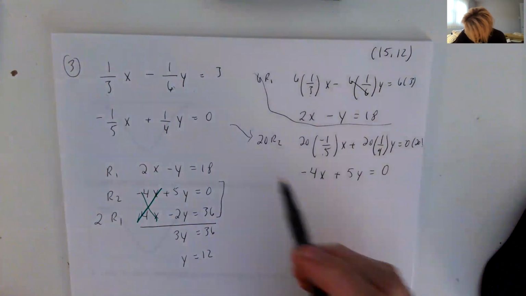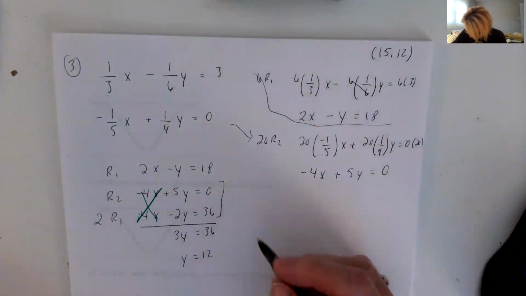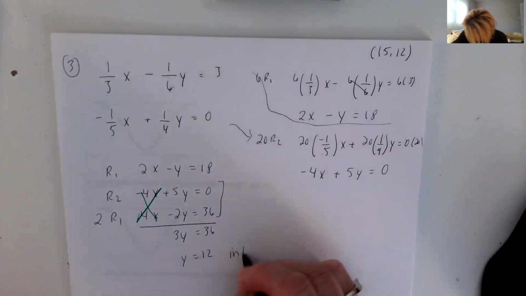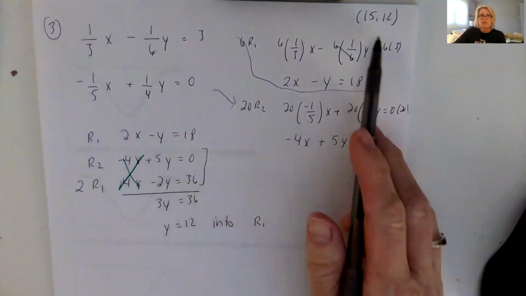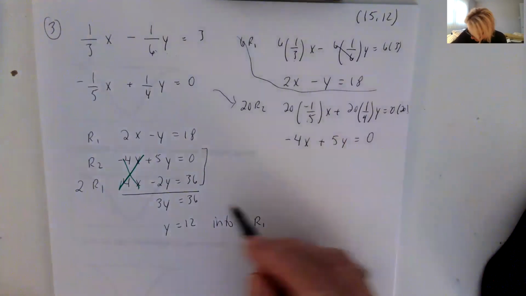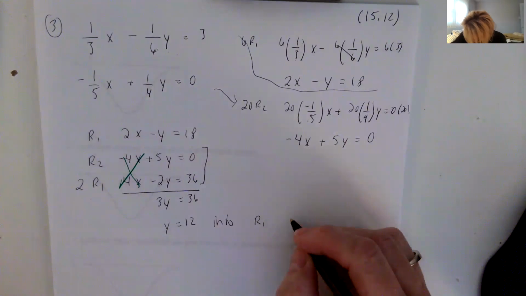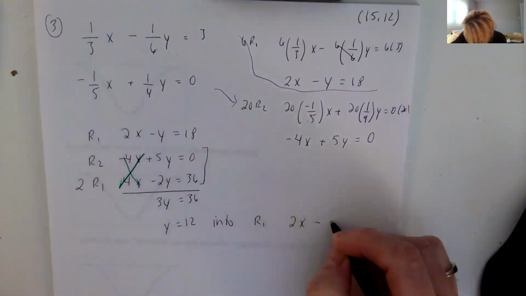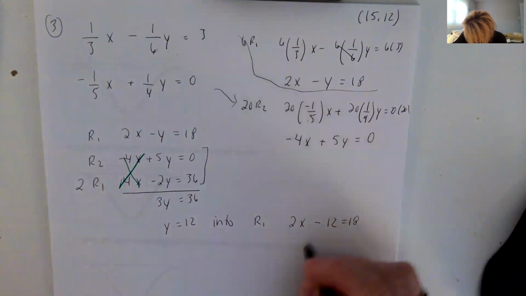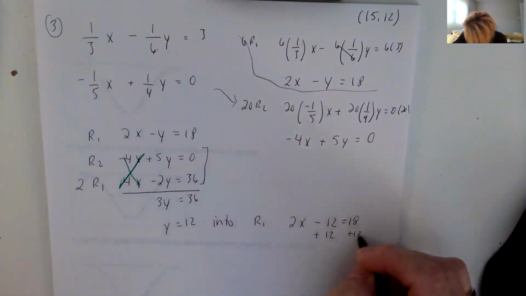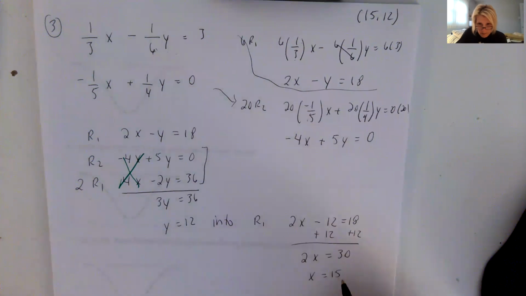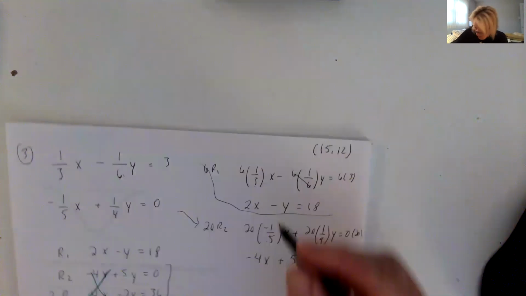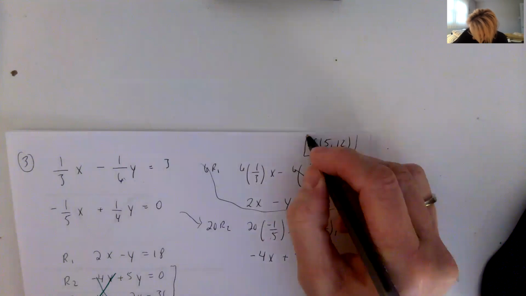You can see that. And then we can put 12 into my modified row 1, just because I know what my answer should be. X should be 15, and it's just easier to work with the one that doesn't have fractions. So 2x minus y, which is 12, equals 18. And when we add 12 to both sides, we get 2x equals 30, divided by 2. Indeed, x does equal 15. So our solution of 15, 12 is correct.